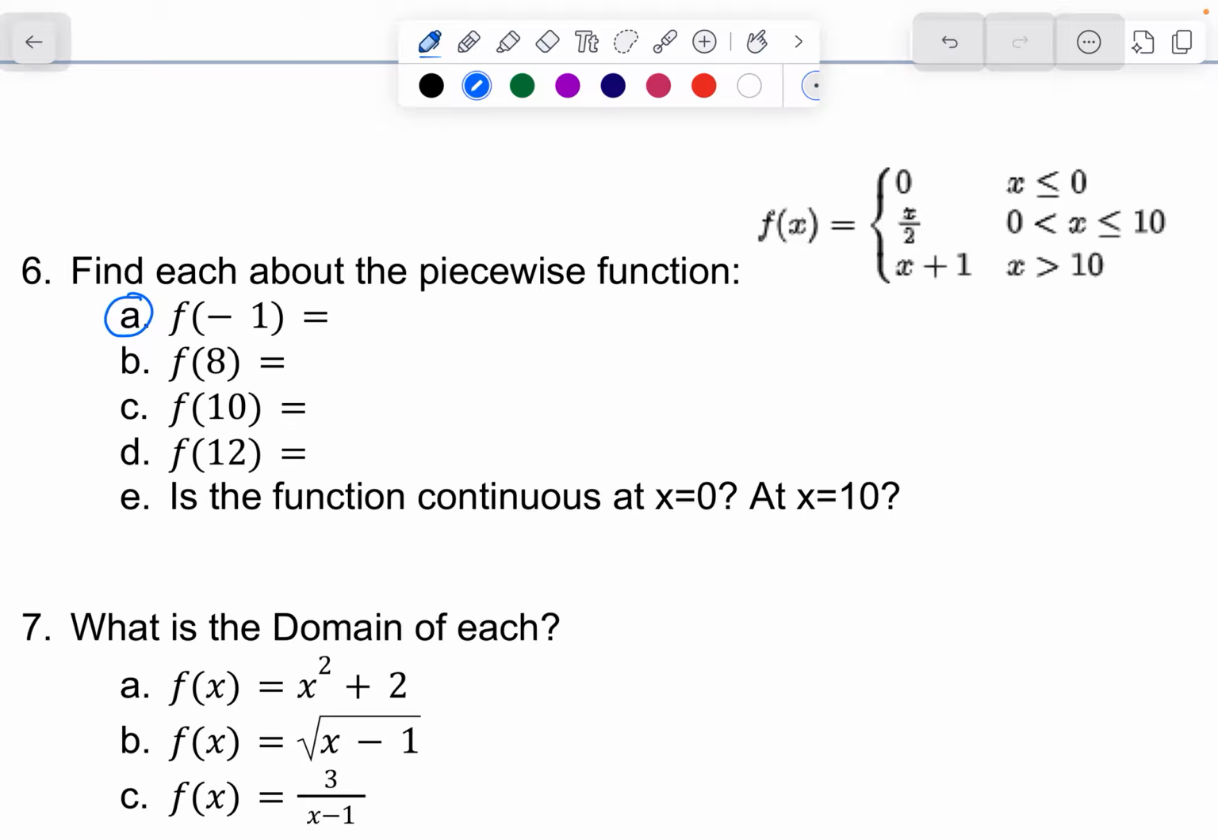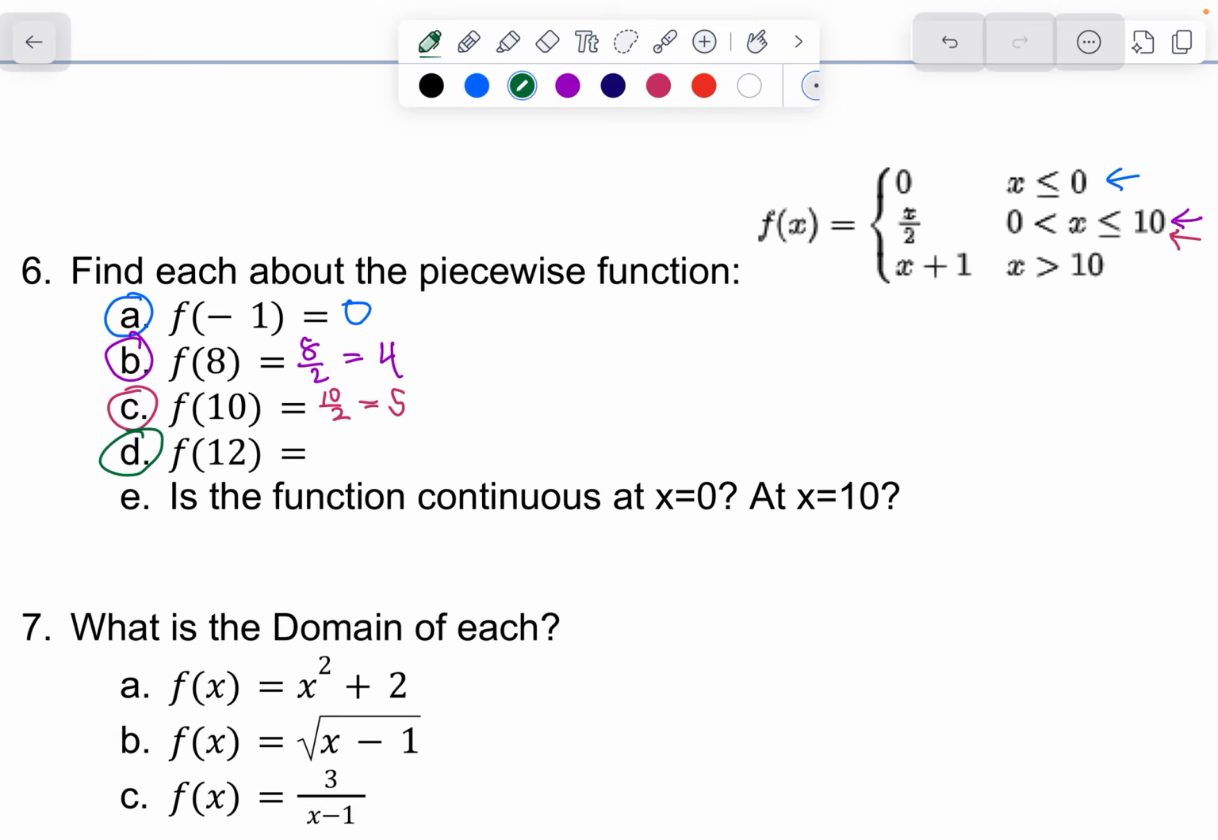Okay. So our first value here of -1. -1 is in this category, so the answer is 0. I don't have to do any math. It's just 0. Next, 8 is between 0 and 10, and so that would be 8 over 2. You would use this function here, and 8 over 2 is 4. Let's go with 10. Now 10 is a border value, so wherever the equal to bar is the one you're going to use. So we would use that middle one again, so that would be 10 divided by 2, or 5.